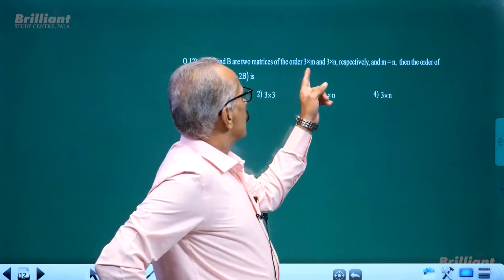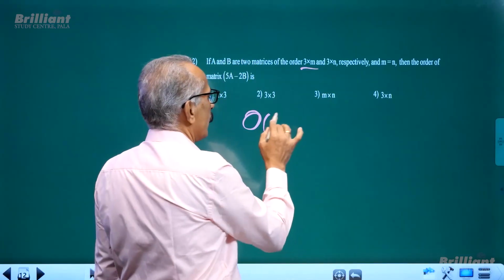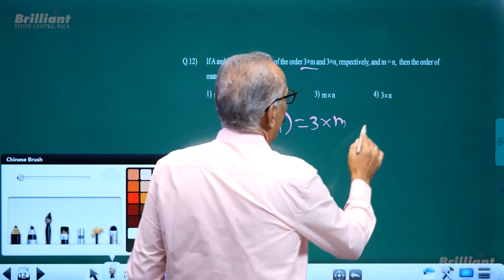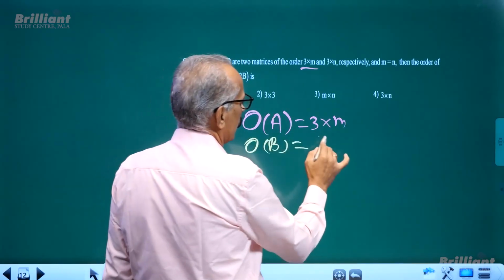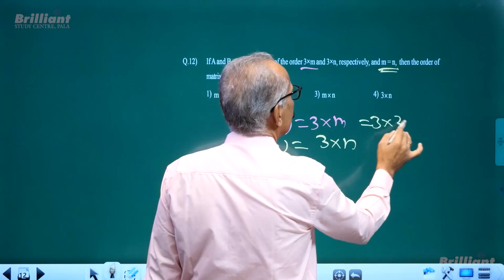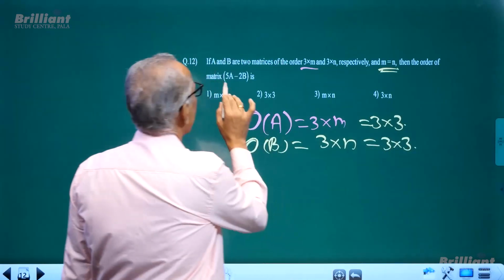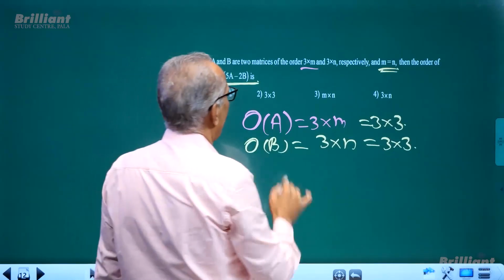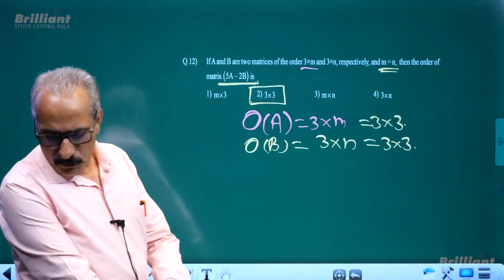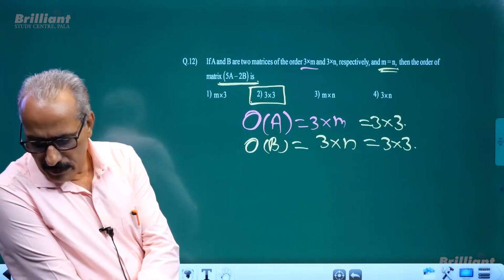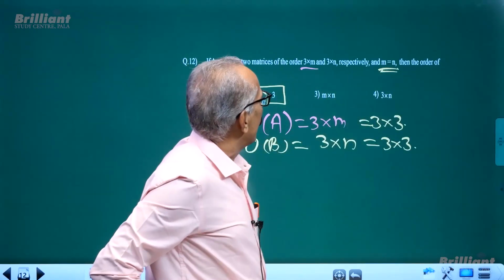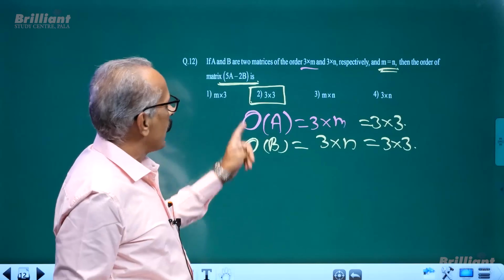A and B are 2 matrices of order 3 by m, means the order of A is equal to 3 by m, and the order of B is 3 by n respectively. And m is equal to n. M equal to n means what? This is 3 by 3, this is also 3 by 3. Then the order of 5A minus 2B will always be 3 by 3. Correct? Now, your answer for 12 given is what there then? That is 4 I have. Order of A and B is 3 by m, and m is equal to n. So that order is 3 by 3. So your answer is 2.